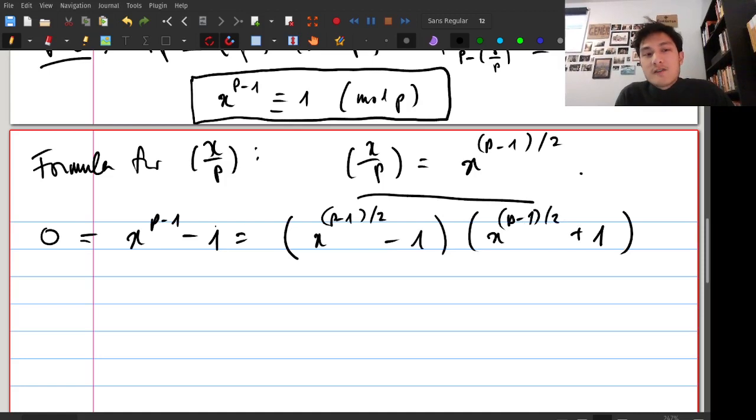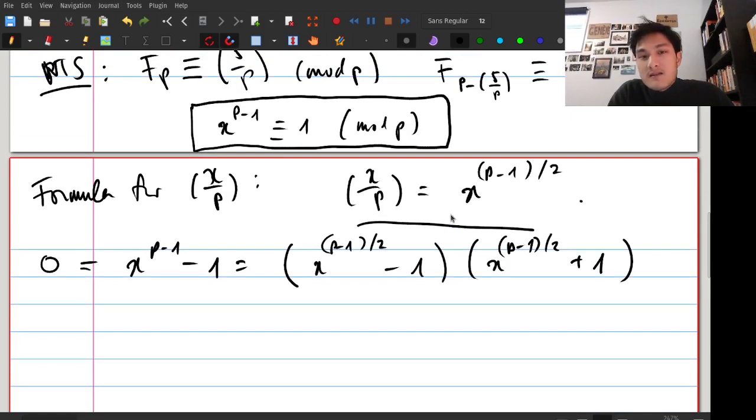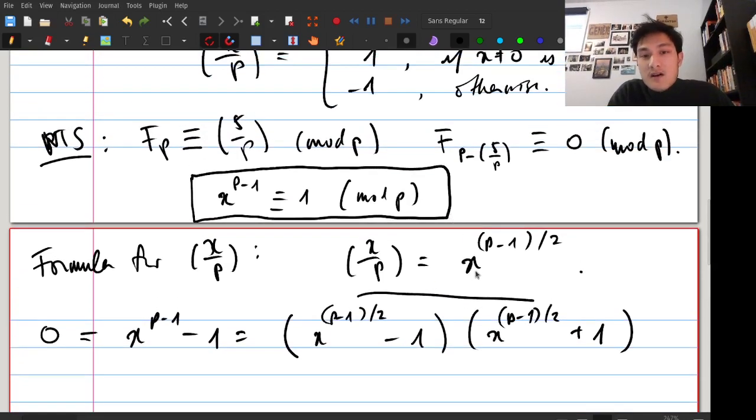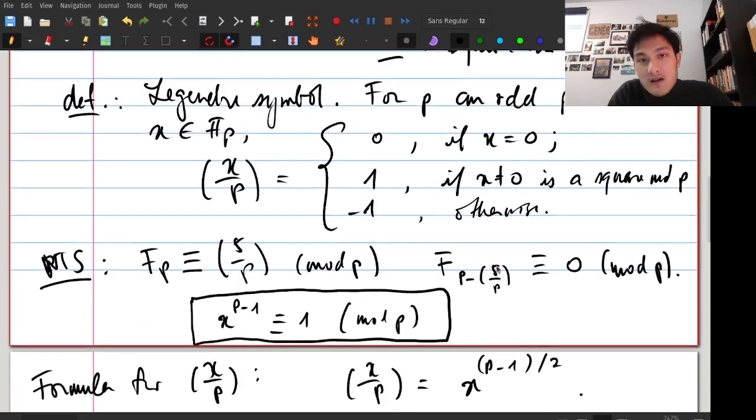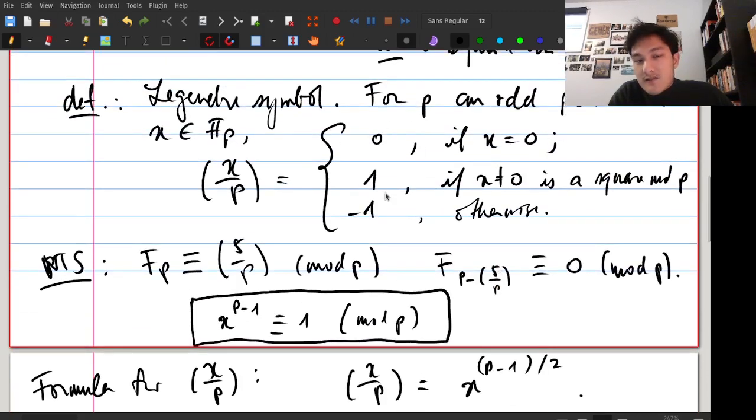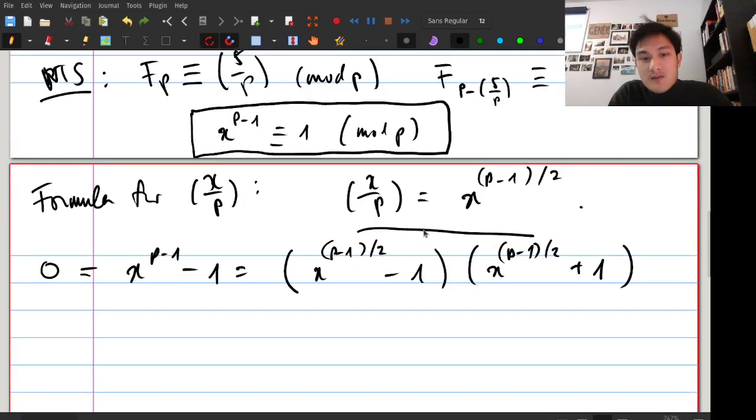Okay, so first let's take x not to be a multiple of p, i.e. x is not 0. Because if x is 0, then obviously this is 0, and that's the first case. So we're in the second case where it's 1 or minus 1. This thing right here has to be 1 or minus 1, because this entire product is 0, and it's only 0 if one of these two factors is 0, right?